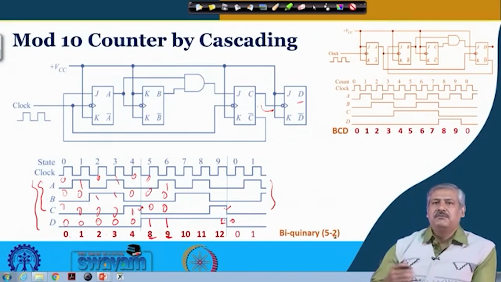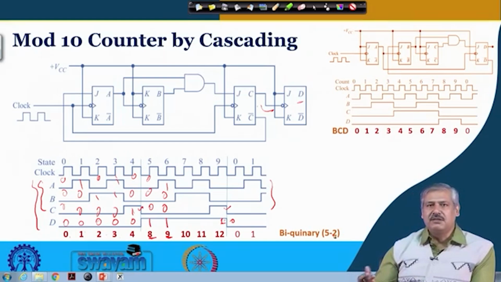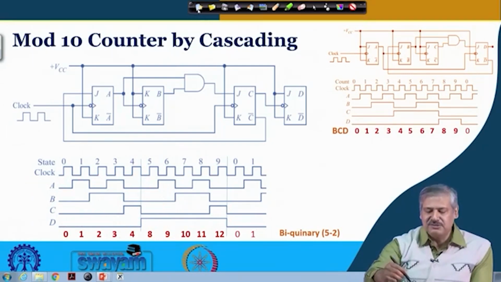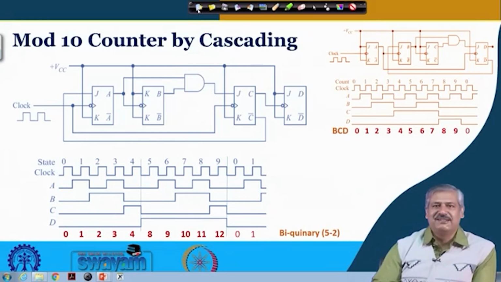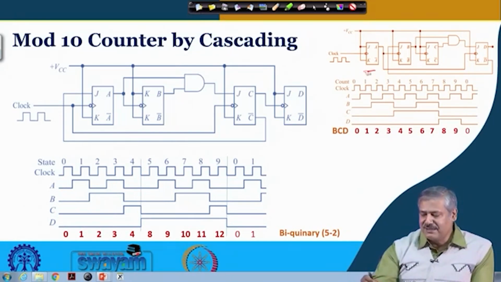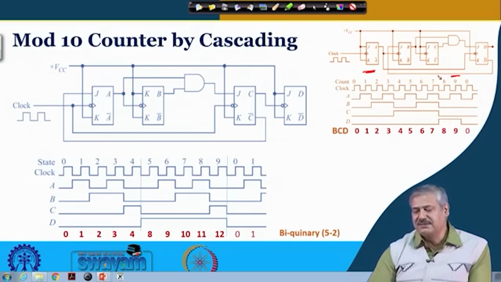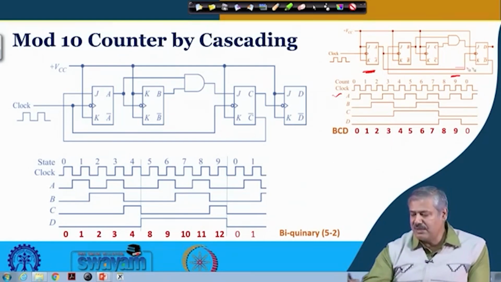And for a mod 10 counter, we would expect the numbers to be 0 to 9, 0, 1, 2, 3, 4, 5, 6, 7, 8, 9, the way binary coded decimal is represented. For that, what we need to do is similar to what we had done for the mod 6 counter. We shall place the mod 2 counter first, followed by the mod 5 counter. Now this mod 2 counter we are naming A, and this mod 5 counter BCD, right.